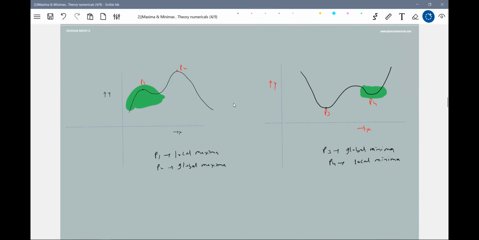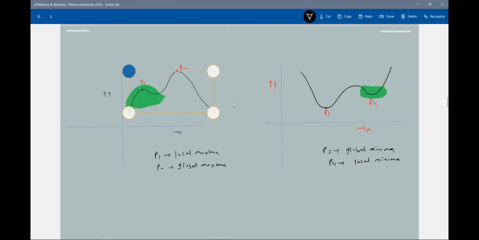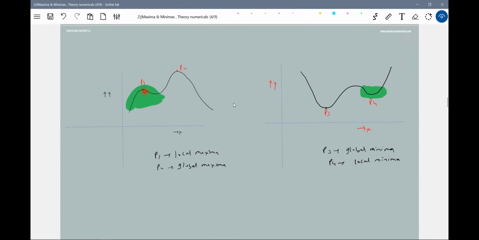Okay, now you see this. There's a curve. Is P1 a maxima? P1 is maxima for this region only. What about P2? P2 we can call global maxima, because there's no point on the curve which has a value greater than P2. So this will become global maxima. This can also be local for this region. Able to understand?